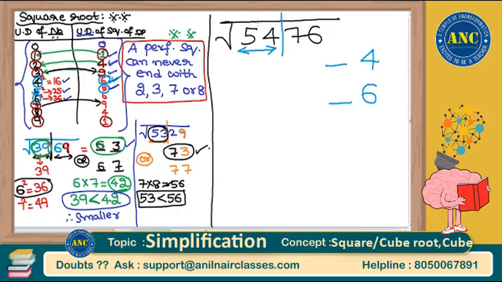So I can definitely say that 54 lies between 7 square and 8 square. Smaller number is 7. Answer is 74 or 76. Now 7 into 8 is 56. 54, is it less than 56 or greater than 56? This number is less than 56.